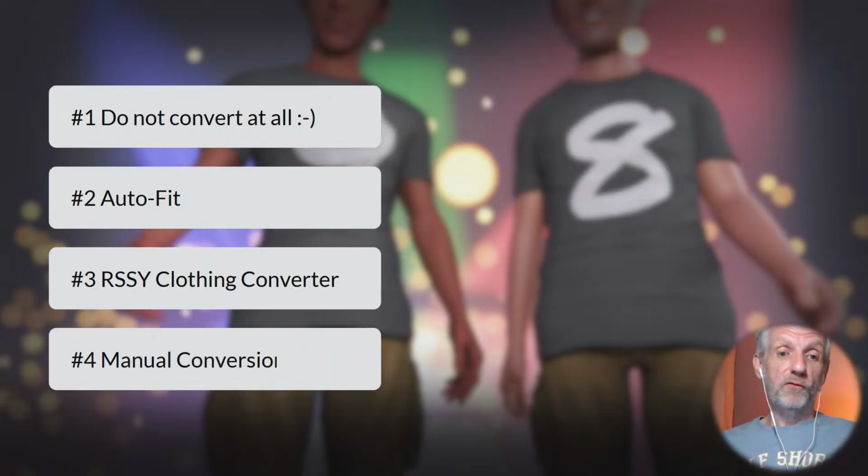So then option number 4, which we're going to spend a lot of time with, is the manual conversion. This is a little bit like what we talked about in our previous stream, in which we talked about rigging clothing from scratch. So if you've watched that episode, then you already know a few of the tricks that are coming.